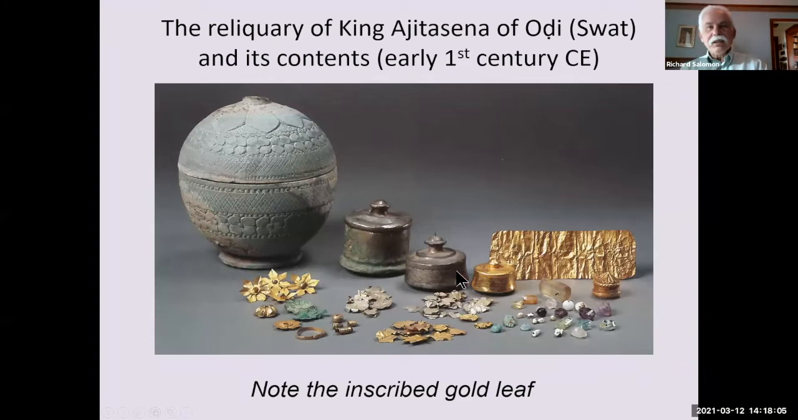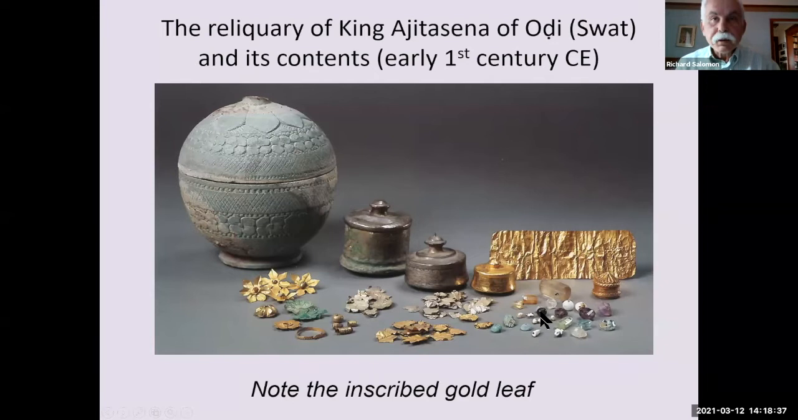And inside the gold container would be an even smaller gold container, very elaborate filigree. And inside that would have been the actual relic, the ashes or bits of bone of the Buddha, or so at least the faithful would have believed. And there are various other things that were found inside the reliquary, and it's the usual kind of assembly. These gold flowers are very common, bits of jewelry, beads, and so forth.